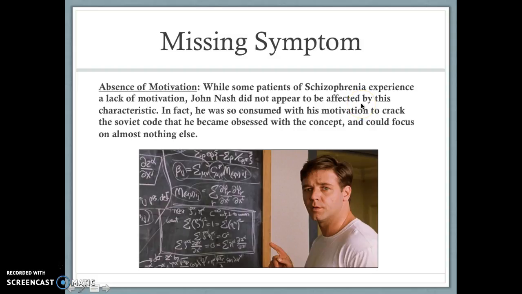A missing symptom of schizophrenia that John doesn't have is absence of motivation. While some patients of schizophrenia experience a lack of motivation, John did not appear to be affected by this characteristic. In fact, he was so consumed with his motivation to crack the Soviet code that he became obsessed with the concept and couldn't focus on anything else.